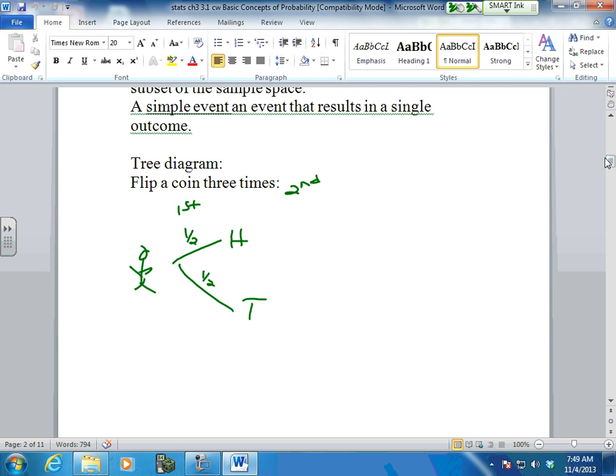Now, after the first flip, you had a heads. You flip it the second time. What can you get? Heads or tails. So if you had a tails, you flip it again. Each time, this probability doesn't change. It's 1/2. Now you flip it a third time. So the same thing can happen, heads or tails.